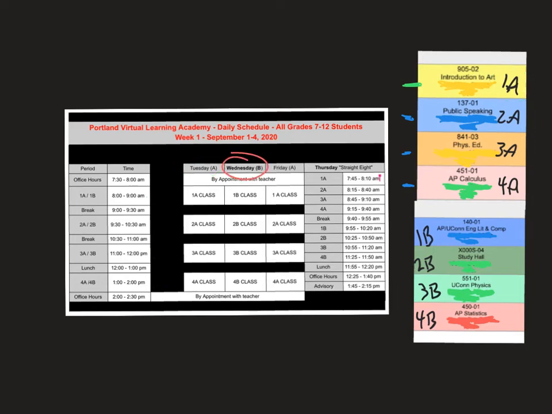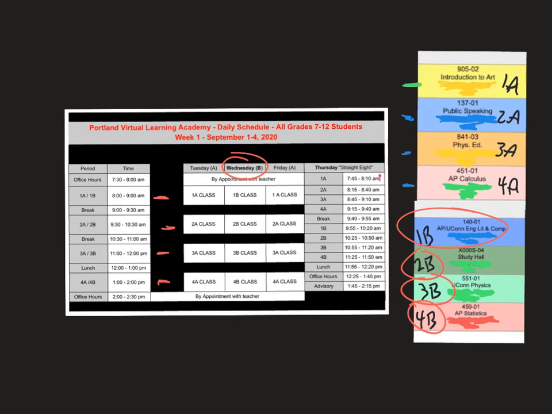On Wednesday would be a B day. That student would meet with their UConn engineering program, 8 to 9. Or I'm sorry, not engineering, English and literature, my apologies. They would have a scheduled study hall break from 9:30 to 10:30. 3B would be UConn physics, and then 4B AP stats would meet.